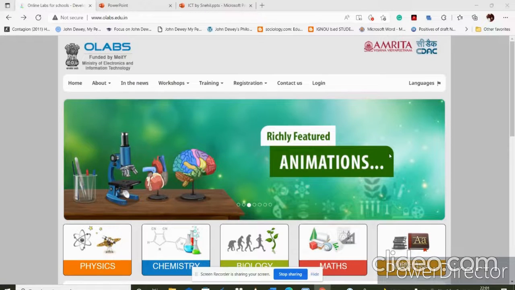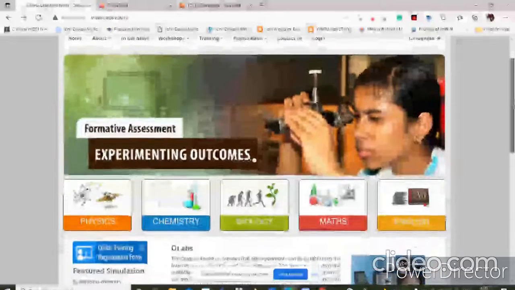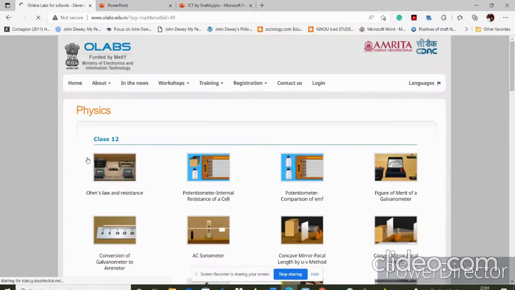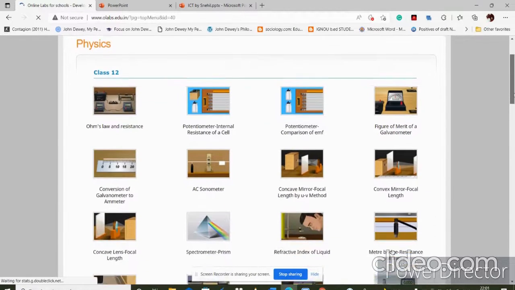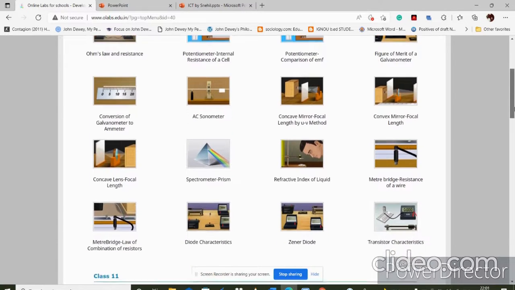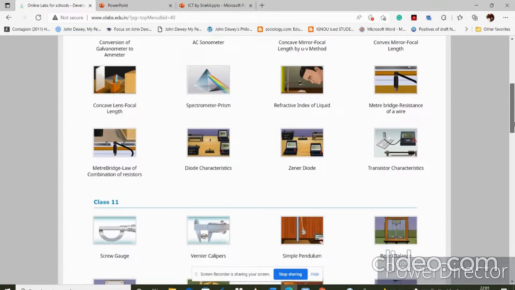This is Olab's website. Here you can see the feature for training. Here you can register. So I will perform an experiment here. But before that, let's have a look at the topics. In physics, these experiments are available, and all these experiments are aligned to the CBSE syllabus.